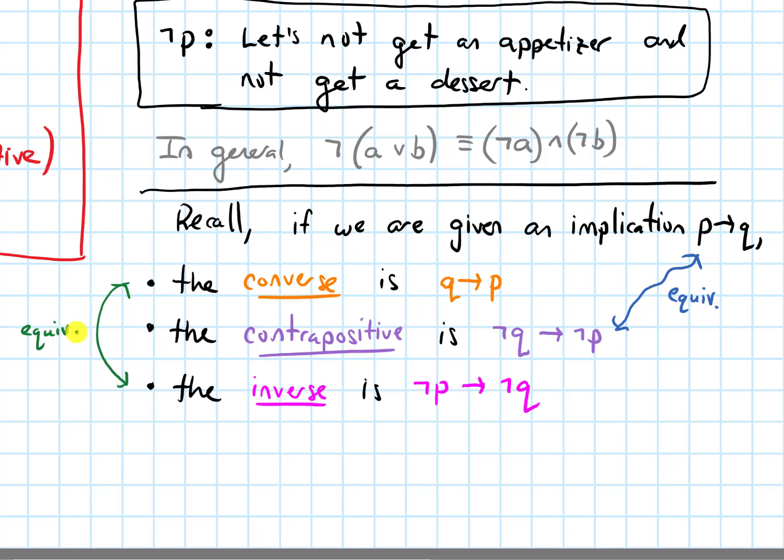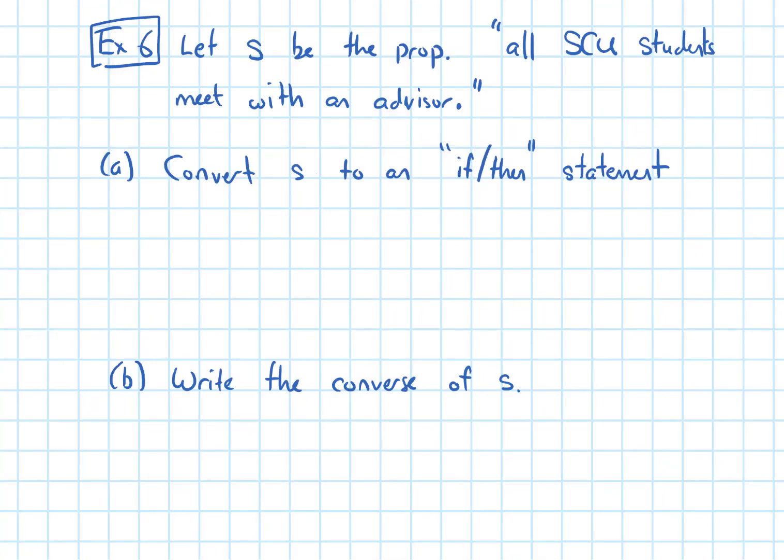Alrighty, so next let's do an example. This example says, let S be the proposition, all SCU students meet with an advisor. Part A says, convert S to an if-then statement. And B says, write the converse of S. Collectively, I'm going to ask you to pause the video for 2 minutes to try these. If you're able to convert it to an if-then statement, then doing the converse hopefully should be pretty quick.